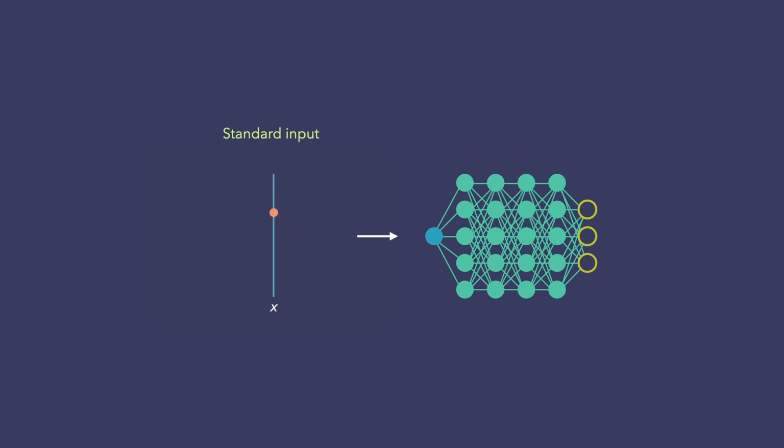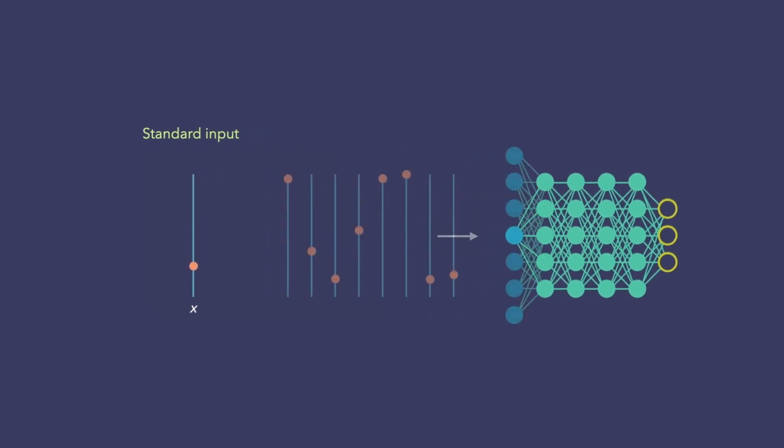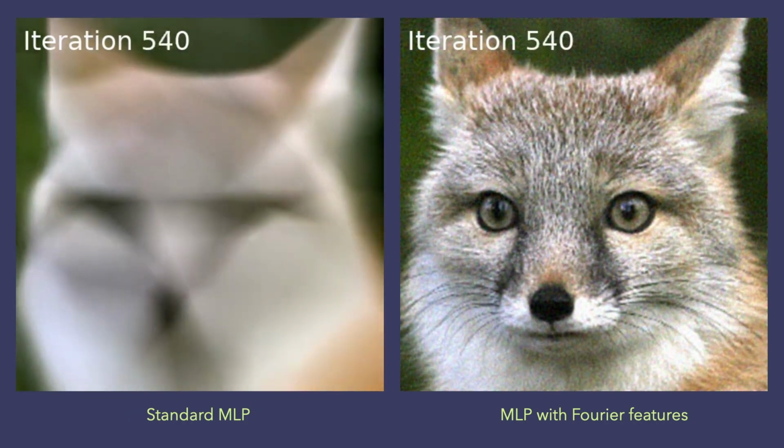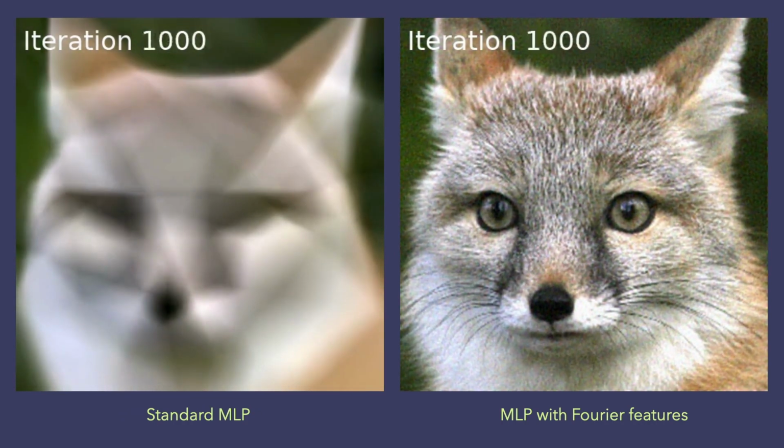Instead of just inputting the low-dimensional coordinates directly to the network, we first pass the coordinates through a Fourier feature mapping, which looks like a set of randomly scaled and rotated sinusoids. And this allows us to control the frequencies that these MLPs can represent in practice. With this simple trick, the MLP is able to quickly recover the fine, high-frequency details in this image.